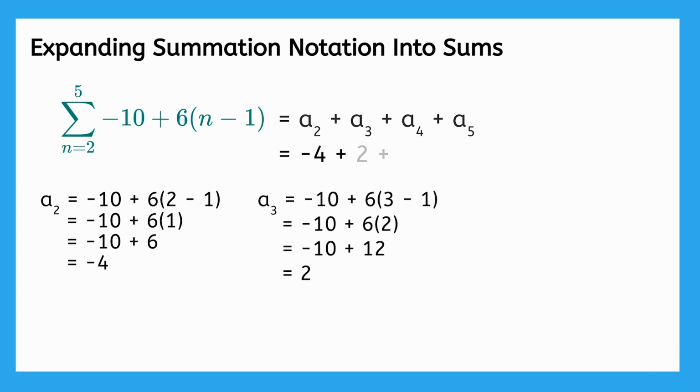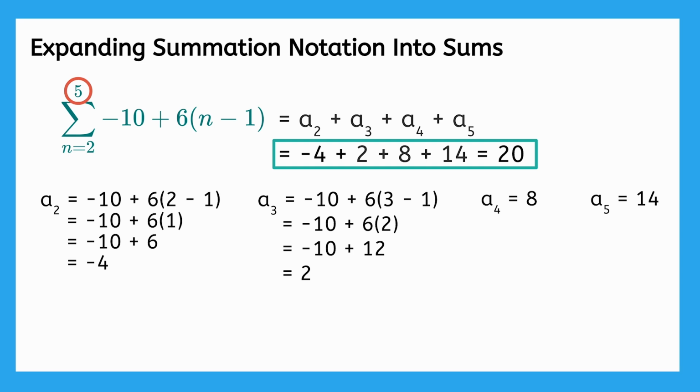When n is 3, we get 2. When n is 4, we get 8. And when n is 5, we get 14. How did we know to stop when n equals 5? Why wouldn't we keep going? Because the upper limit tells us to stop when the index of summation is 5. If we add all of the generated terms together, we get a total of 20. And we're done! The sum of terms 2 through 5 in this sequence is 20.